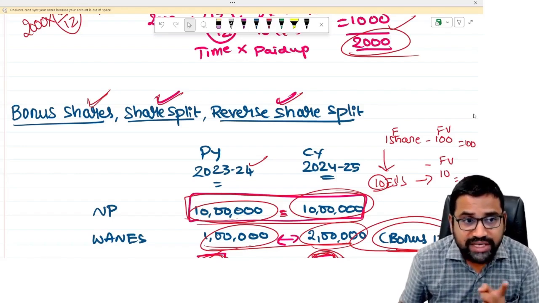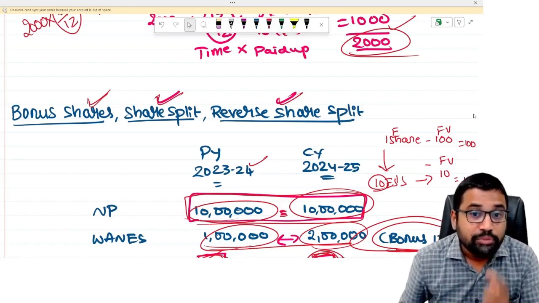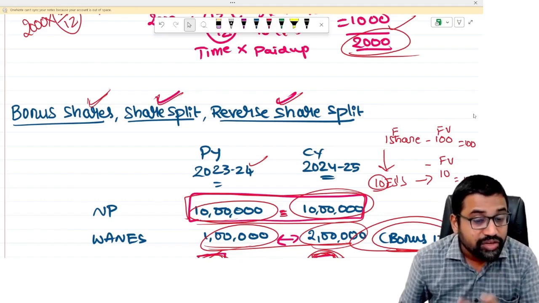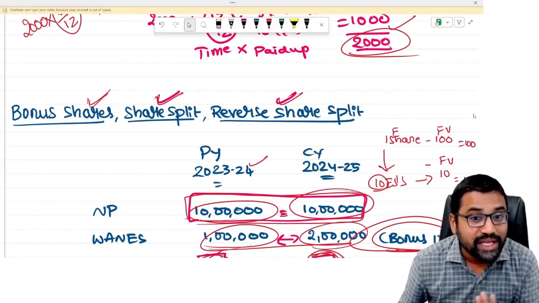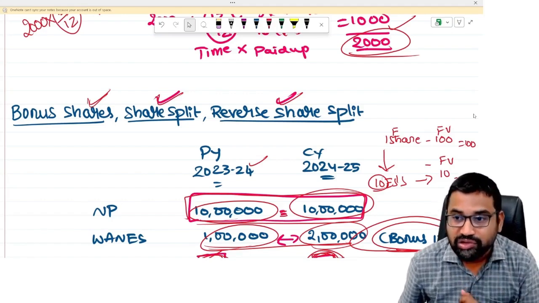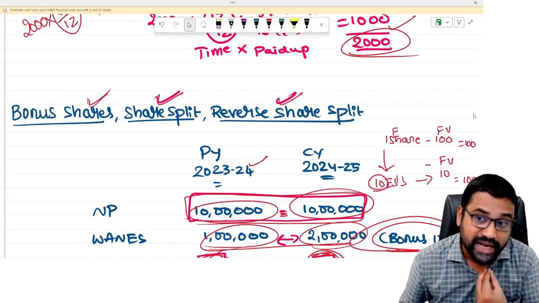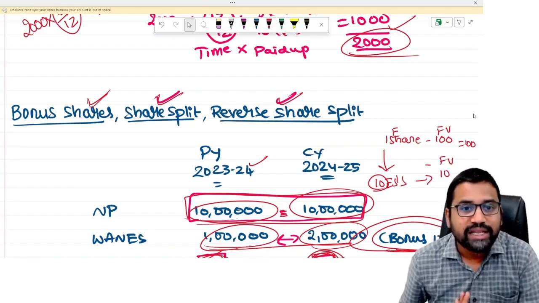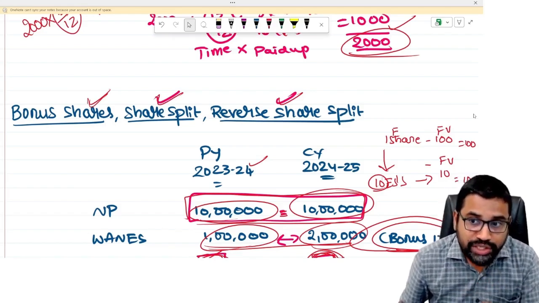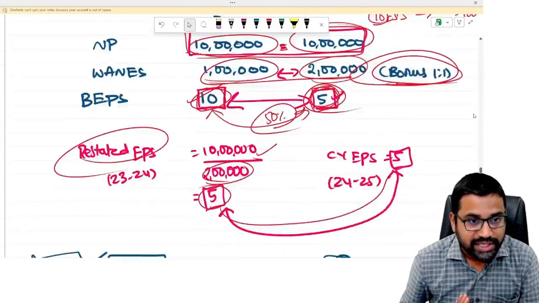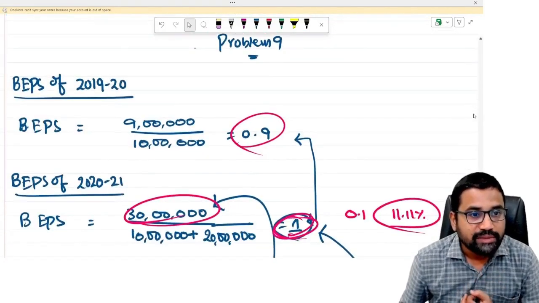Suppose in the question there is any bonus shares, share split, or reverse share split, you calculate basic EPS. Along with that, you need to restate the last year EPS also. Because of a bonus issue, share split, or reverse share split, your number of shares will increase without any corresponding effect on the net profit or loss attributable to the period. Therefore, users may be misled that the EPS has drastically reduced. So in order to eliminate that effect, you assume that these shares are there from the beginning of the last year and restate the last year EPS. Then the comparison will be correct.